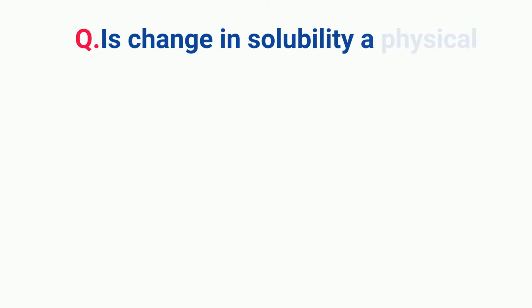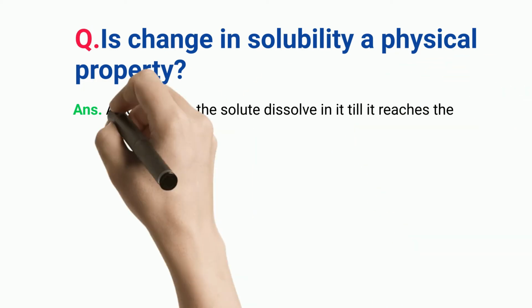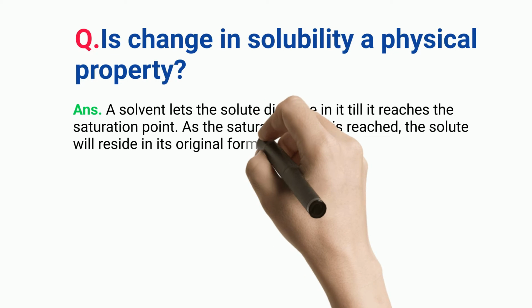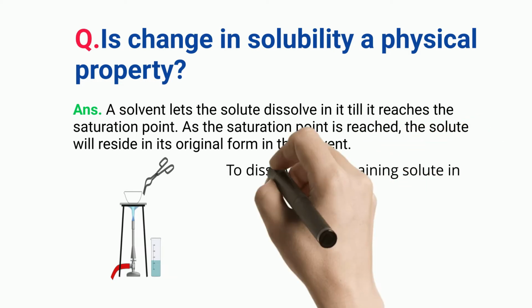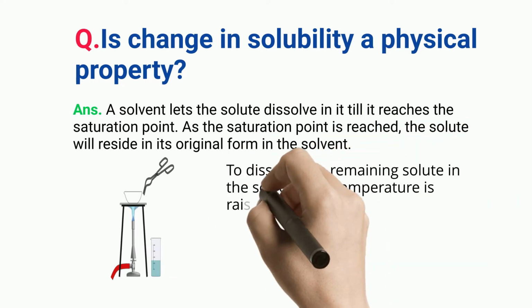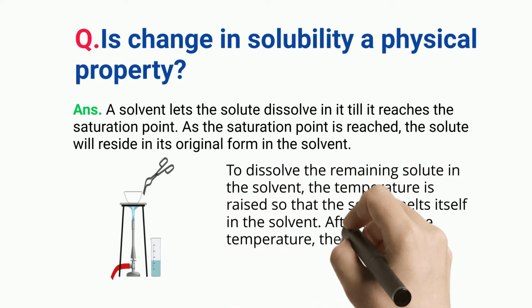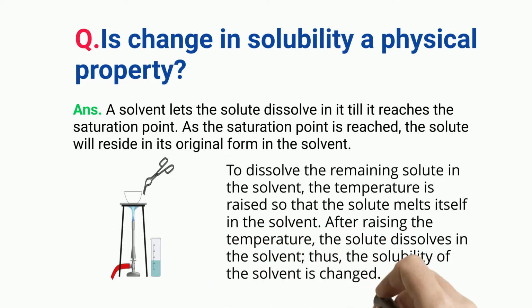Is change in solubility a physical property? A solvent lets the solute dissolve in it till it reaches the saturation point. As the saturation point is reached, the solute will reside in its original form in the solvent. To dissolve the remaining solute in the solvent, the temperature is raised so that the solute dissolves in the solvent. After raising the temperature, the solute dissolves in the solvent, thus the solubility is changed.